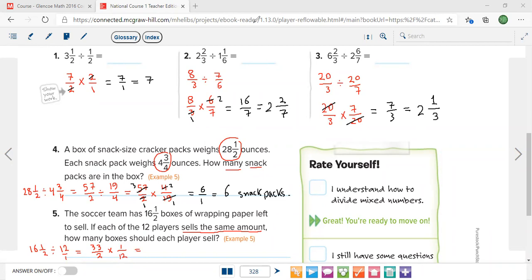We can use cancellation here because both 12 and 33 are divisible by 3. Divide by 3 will give you 4. Divide by 3 will give you 11. So this will be 11 over 8. 11 contains how many 8s inside? It contains 1 with the remainder 3 over 8. So every player sells the same amount, which is 1 and 3 over 8.